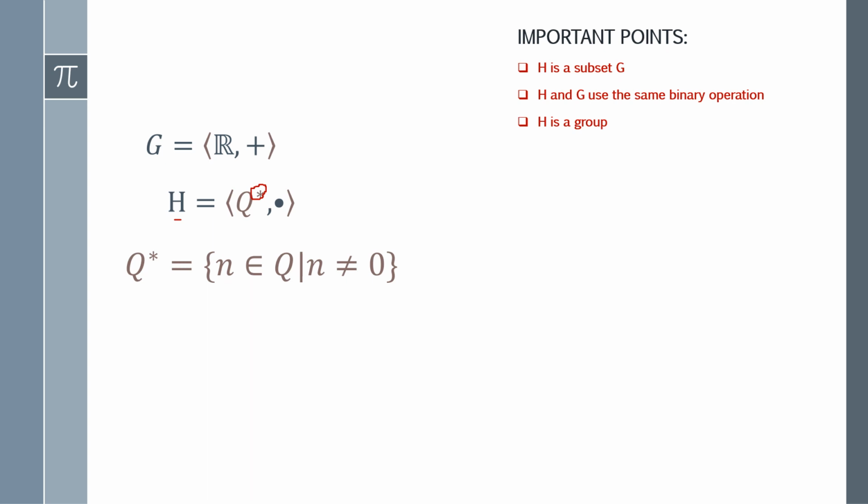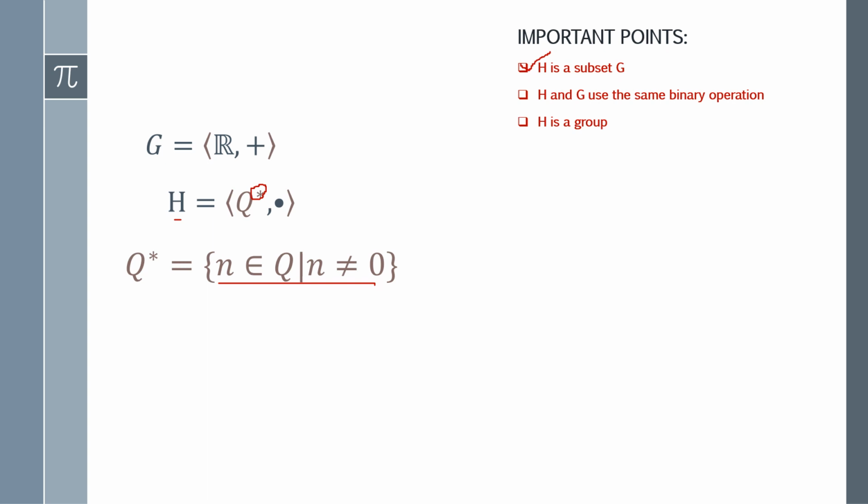Let's start with the first important point, which is that H is a subset of G, in fact a non-empty subset. As we can see right here, this one is a non-empty subset. Therefore, we can say that yes, H is a subset of G, because rational numbers are under real numbers.